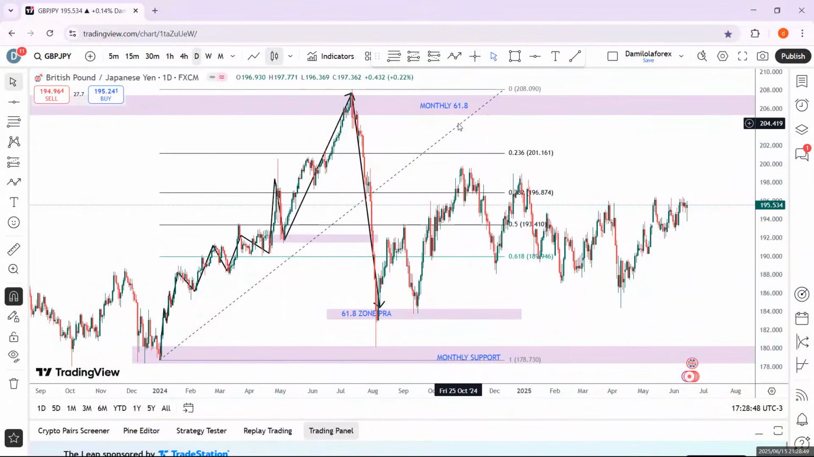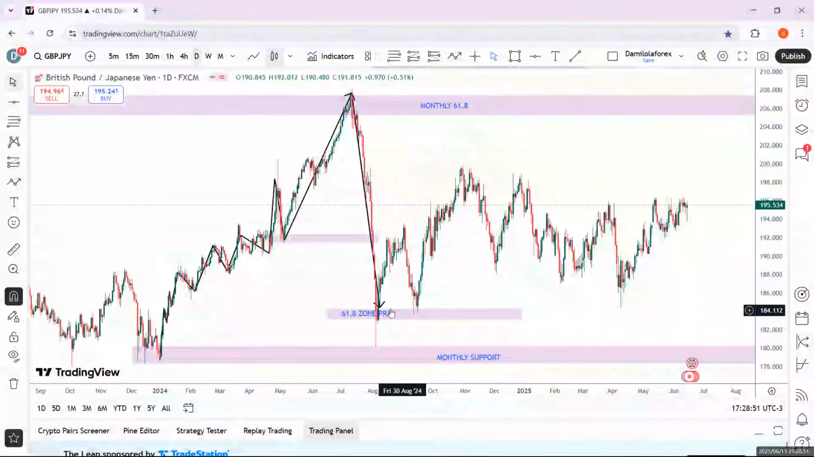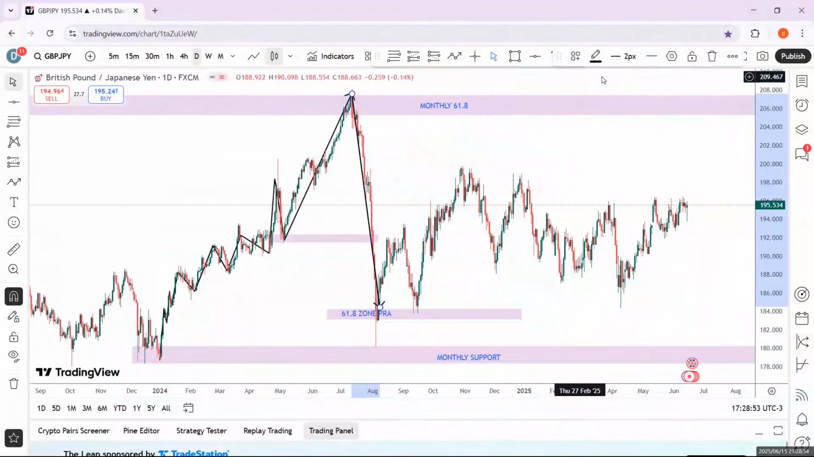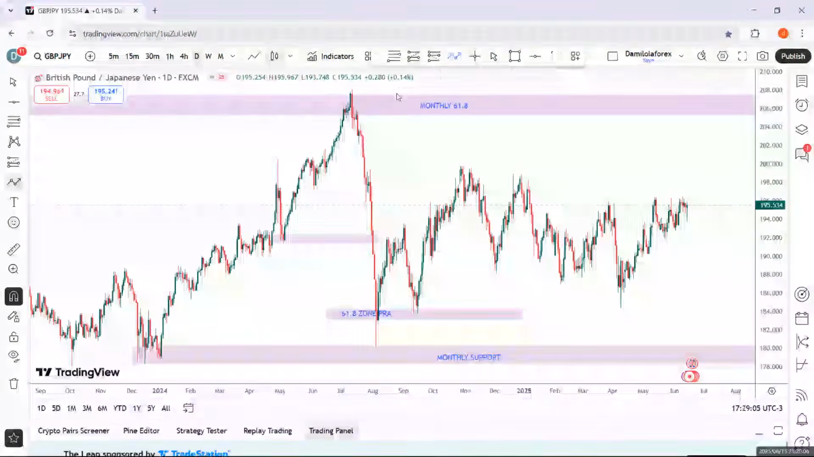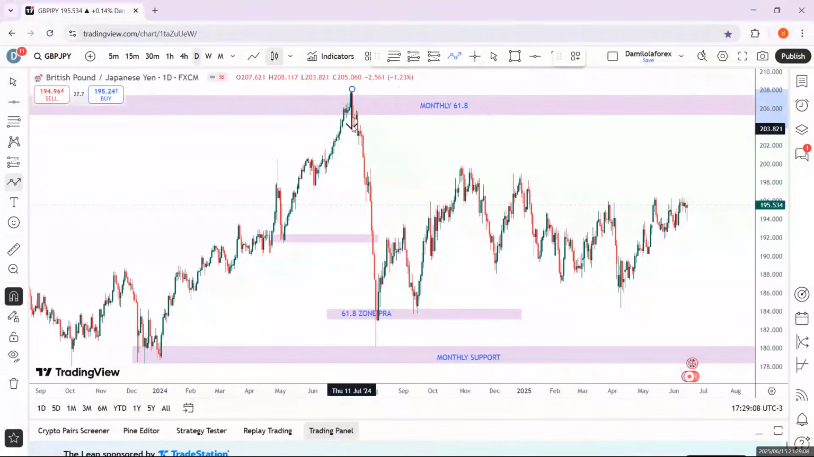Okay, so that's why we tagged that level as the 61.8 zone PRA. After price completed that, what did price do? The entire bearish structure that brought price down for the retracement to 61.8, what did price do? Price broke the entire bearish structure.